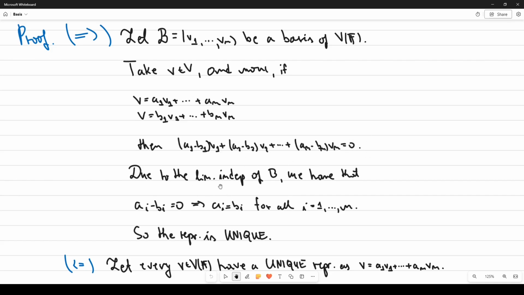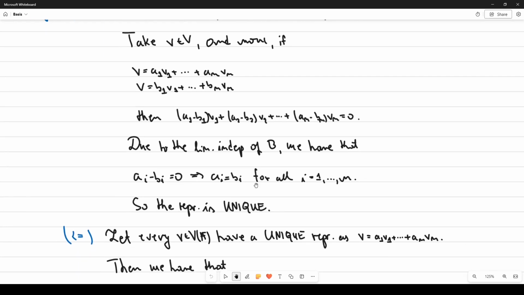And now, since the vectors v1, v2, all the way to vn are linearly independent, since B is a basis, we have that all these scalars have to be equal to 0, which means that ai is equal to bi for all i that go from 1 to n. So these two representations are actually the same. So that means that there is only one representation for the vector v.